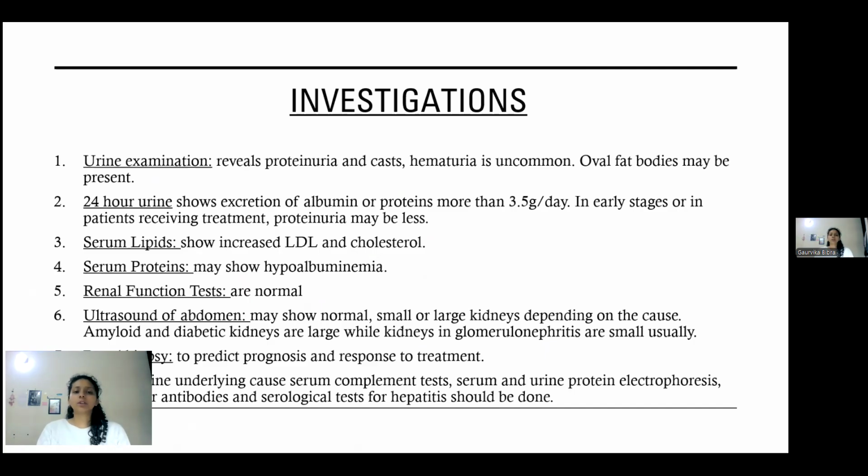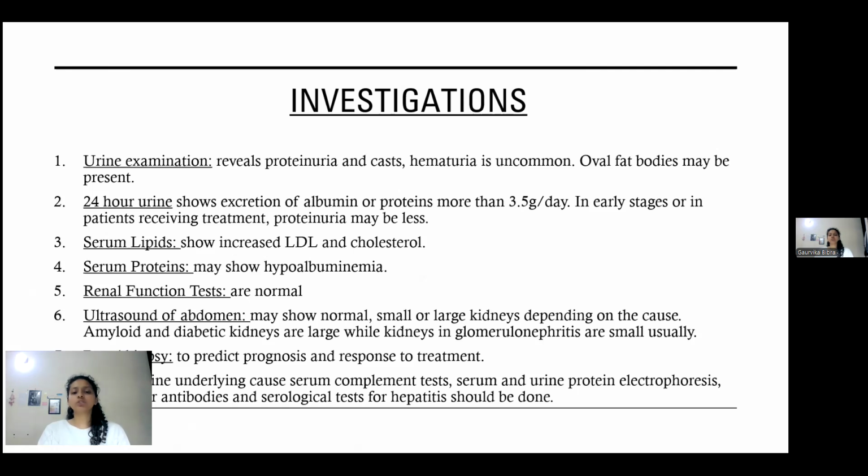Investigations: urine examination reveals proteinuria and casts. Hematuria is uncommon. Oval fat bodies may be present. 24-hour urine shows excretion of albumin or proteins of more than 3.5 gram per day. In early stages or in patients receiving treatment, proteinuria may be less. Serum lipids show increased LDL and cholesterol. Serum proteins may show hypoalbuminemia. Renal function tests are normal.